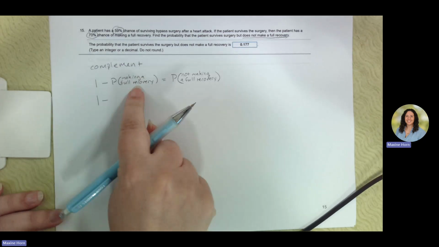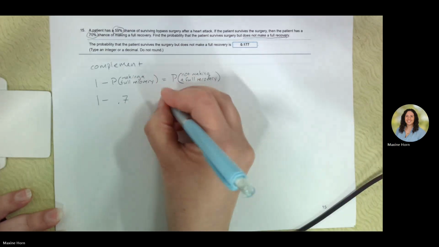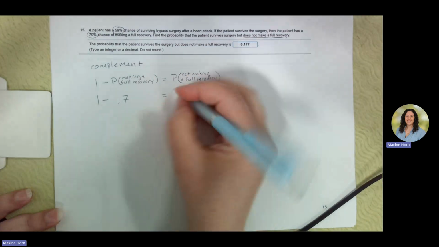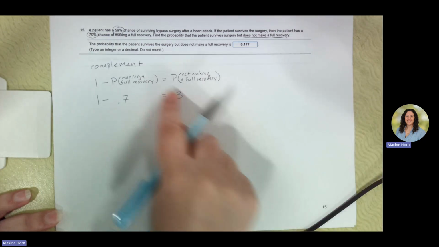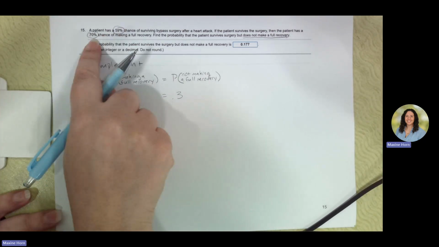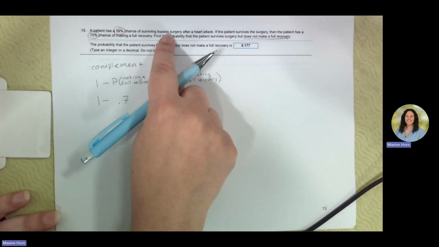So they gave us this. Probability of making a full recovery is 0.7 or 70%. So if I do 1 minus 0.7, I'm going to get 0.3. But keep in mind, this is just for this second part of it, because we still have to keep that first part in mind, right? Of just surviving the surgery itself.